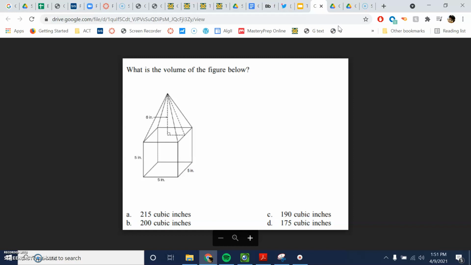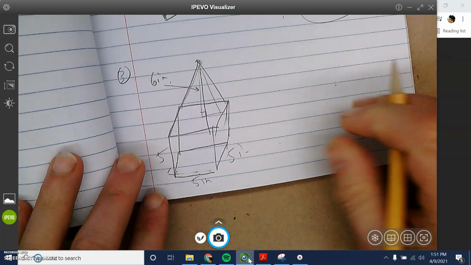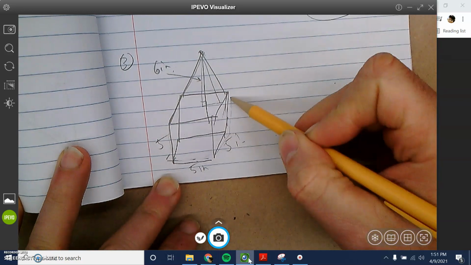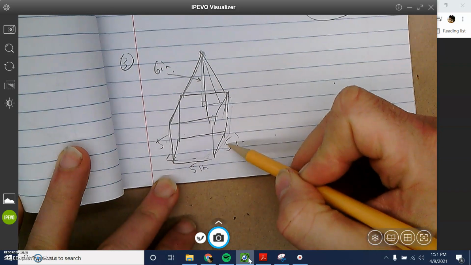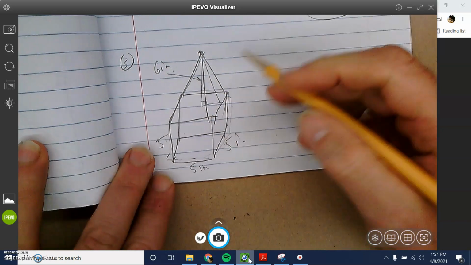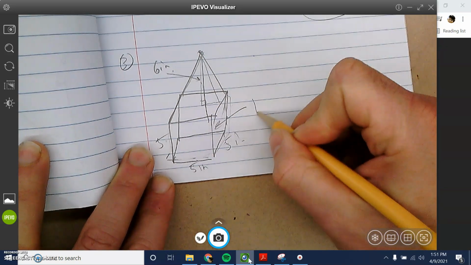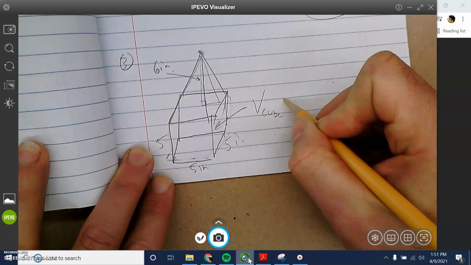All right, let's see. All right, so it looks like this. Here's my drawing. Should have had a drawing of it. Looks like this, kind of. So I see a cube here. I know it's a cube because all the sides are congruent, the length, width, and height. And then I see a pyramid on the top. So I'm going to find the volume of the cube first.